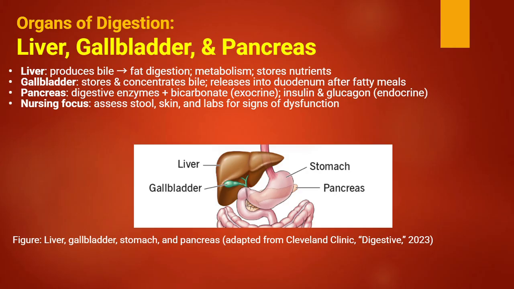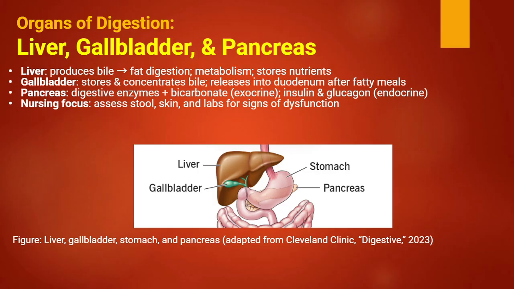The liver, gallbladder, and pancreas. Each of these plays an essential role in breaking down food and regulating the body's metabolism. The liver is the largest internal organ, and its primary digestive function is producing bile. Bile helps break down fats into smaller droplets, making them easier for enzymes to digest.